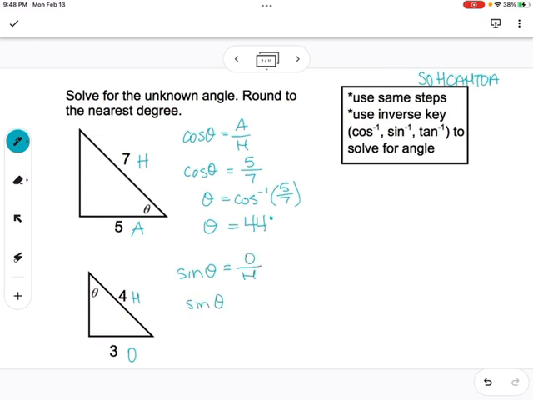Putting in the values that we know, sine theta is equal to, the opposite is 3, the hypotenuse is 4. To get theta by itself, we move sine to the other side. We will have theta equals sine inverse of 3 over 4. In my calculator, 3 divided by 4 equals, and second, sine inverse. So here we have 48.5. Because of that 0.5 on the end, we are going to round up. So we have 49 degrees.